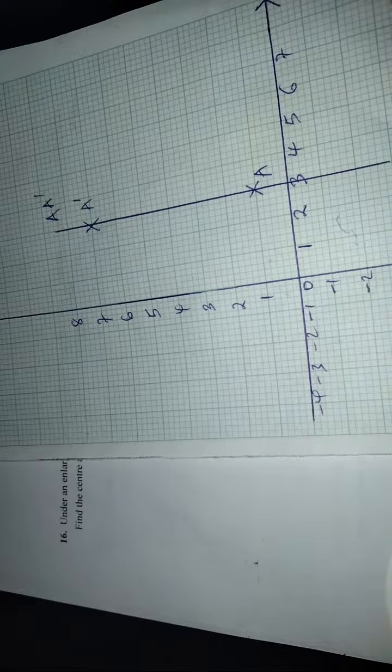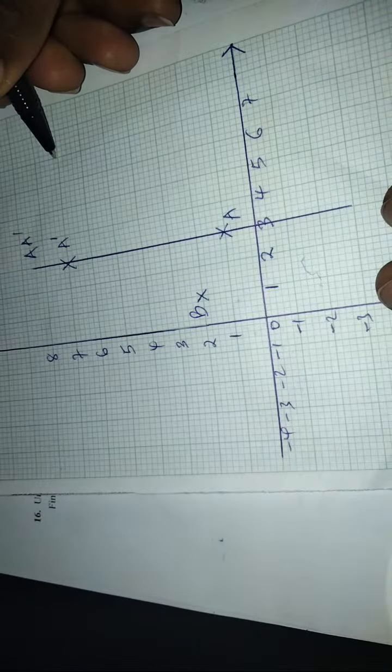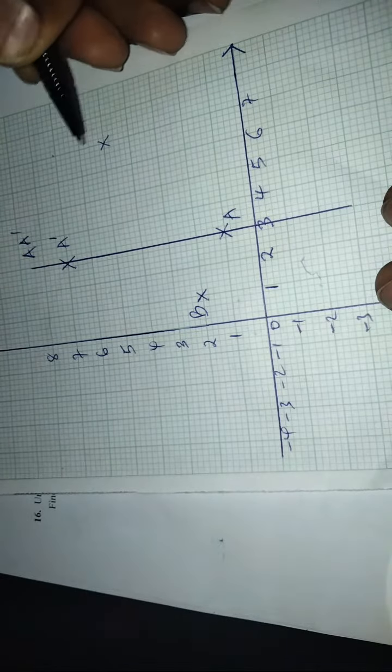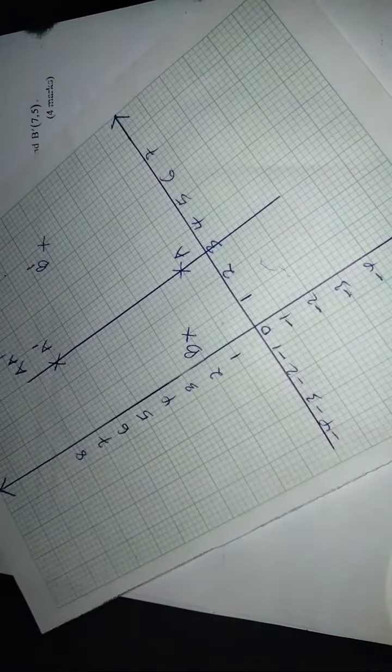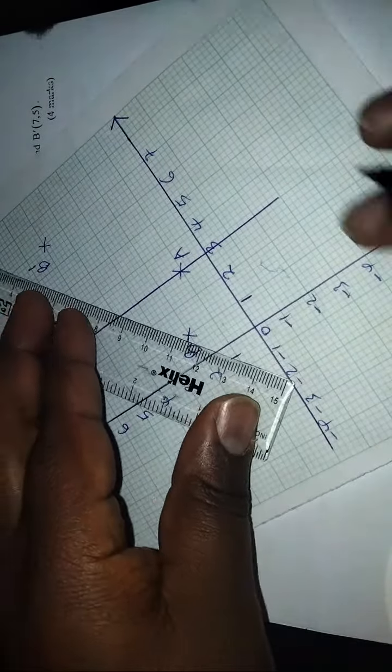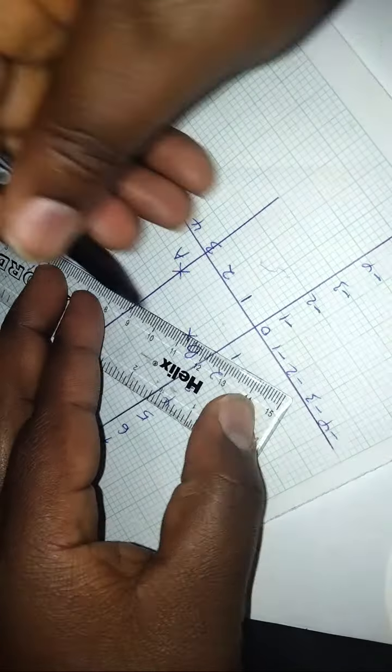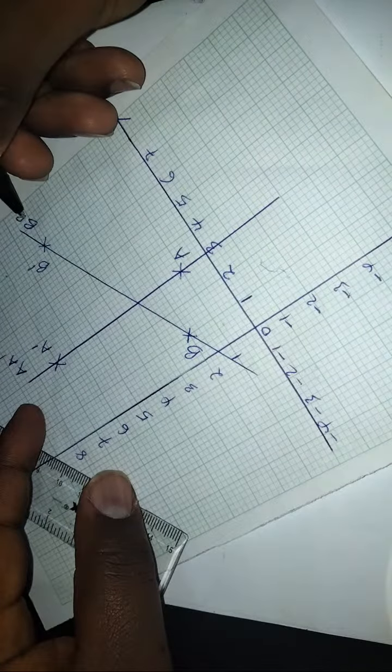Then there is a line B prime. B is (1, 2). Therefore, we're going to have (1, 2). This is our B. Then B prime is (7, 5). This point is (7, 5). This is B prime. So I'm going to draw it. Yeah, this is B prime.